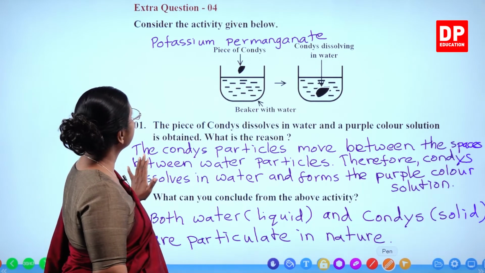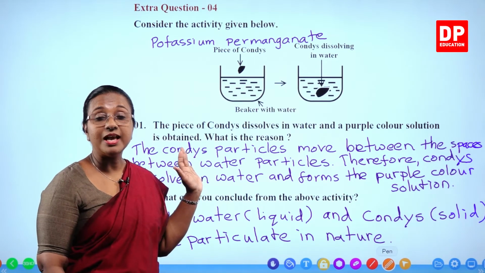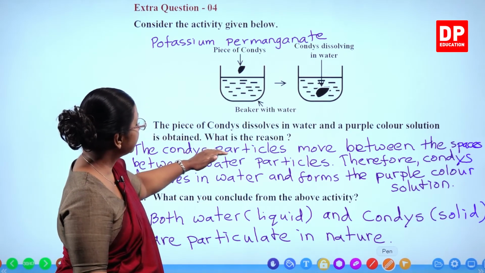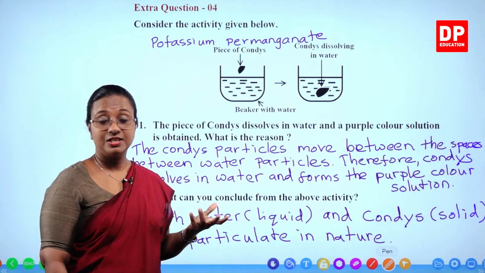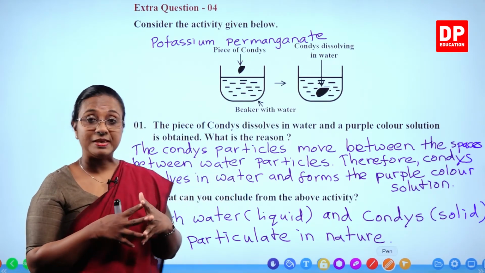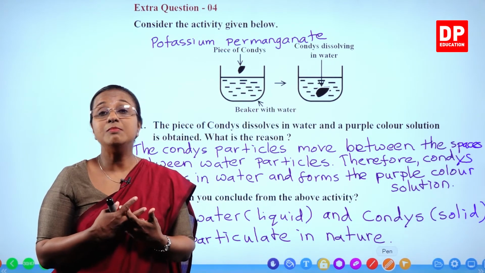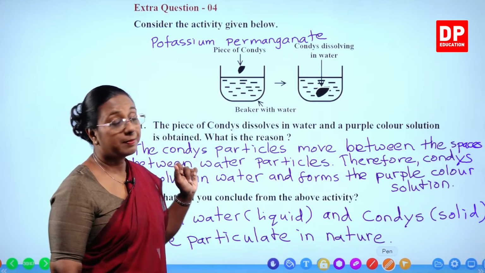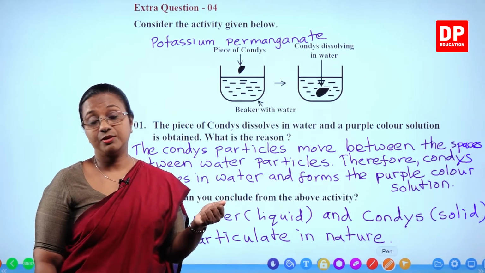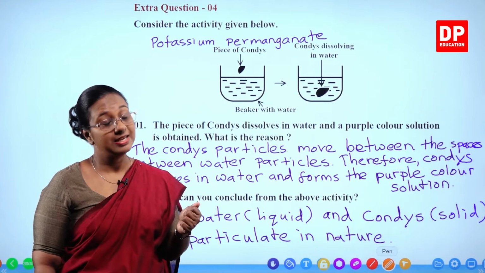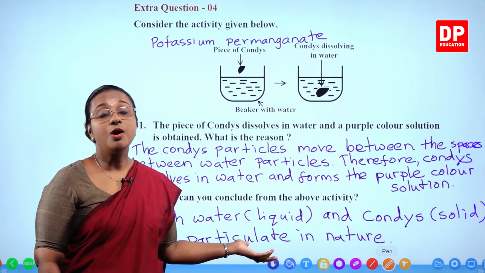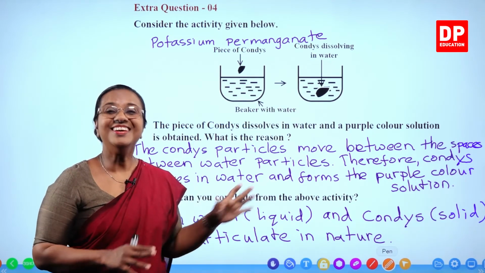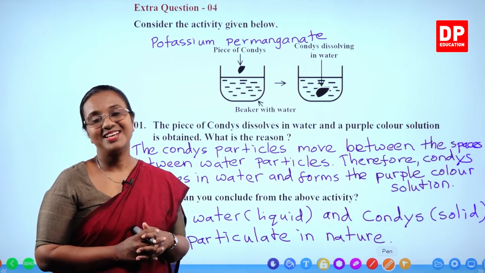So here, this is the activity. You see the condis dissolving and forming the purple color solution. The questions are somewhat tricky. You can see here they have asked, what is the reason? So there you have to talk about the spaces and the particles moving in between them. Because of that, we can conclude and say both condis and water are particulate in nature or discontinuous in nature. So this is an example or proof of discontinuous nature of matter. I am sure you all were also able to answer this correctly.